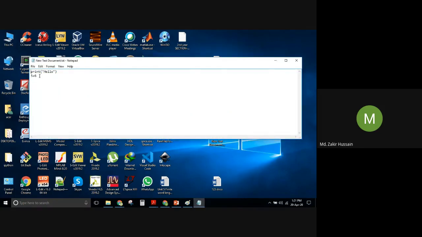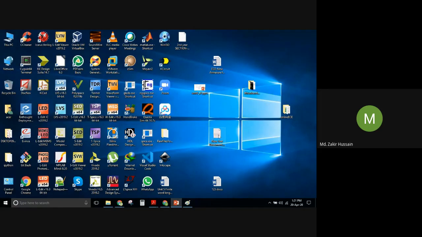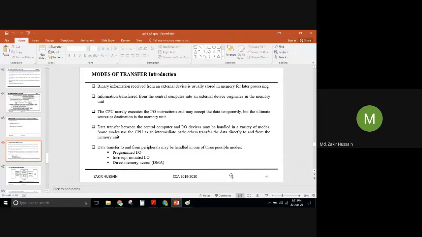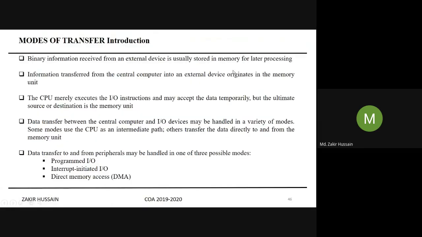I opened this and I wrote something, and without losing them I also stored them, and I am preserving them inside the computer for later processing. That later processing could be anything, but that's how I am doing it. So binary information received from an external device, such as the laptop keyboard, you have seen that information, print, hello, everything is binary that is being received from the external device, and it is usually stored in memory for later processing. So information transferred from the central computer into an external device originates in the memory unit.